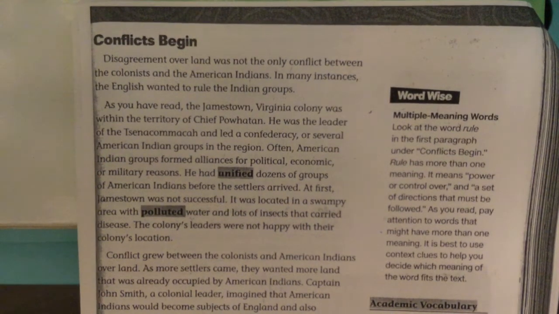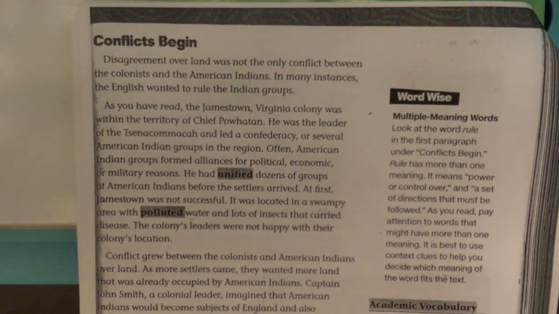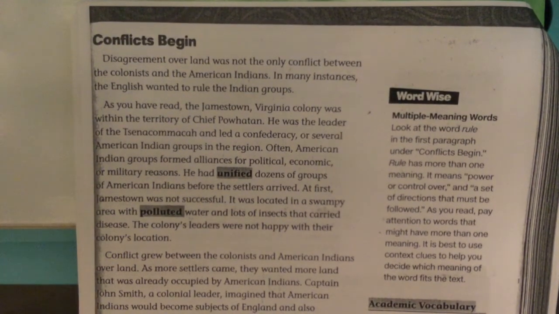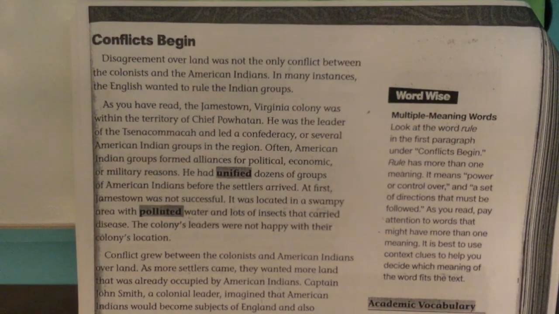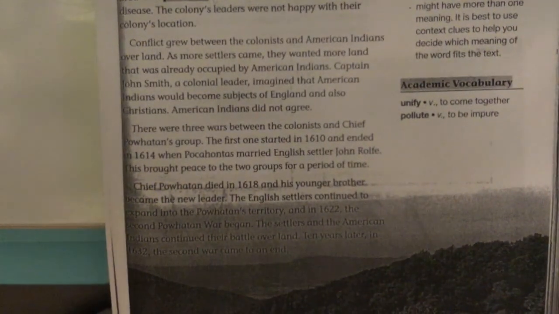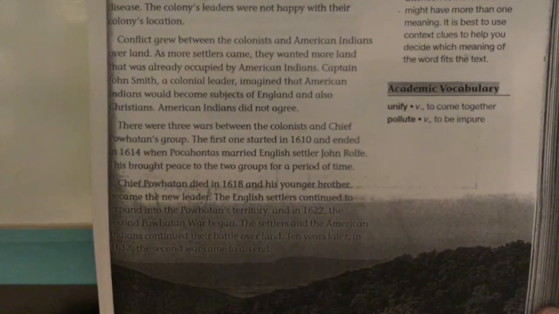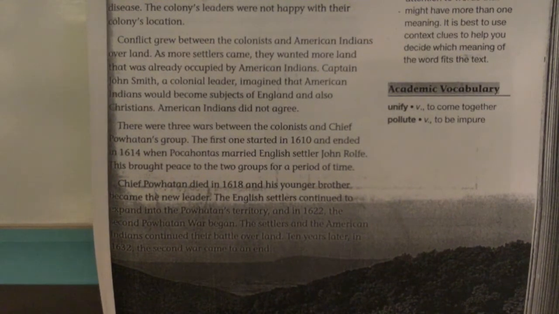At first, Jamestown was not successful. It was located in a swampy area with polluted water and lots of insects that carried disease. The colony's leaders were not happy with their colony's location. Conflicts grew between the colonists and the American Indians over land. As more settlers came, they wanted more land that was already occupied by American Indians.